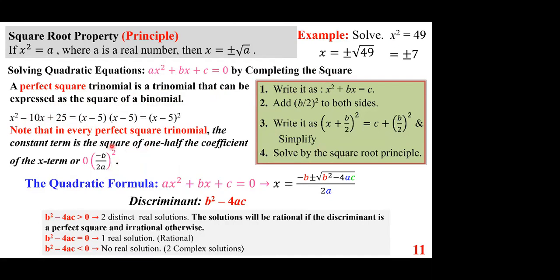And as I mentioned, just note that in every perfect square trinomial, the constant term is the square of 1/2 the coefficient of the x term, or -b over 2a, or simply b over 2a in general, squared. So never mind the negative. Again, I will show you. All right, let's look at the quadratic formula. Let's refresh everyone's memory about that.